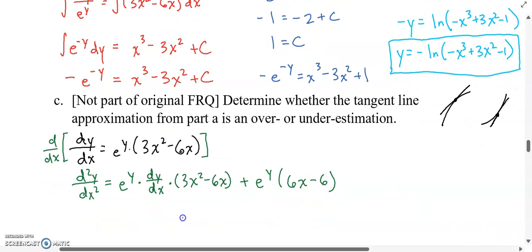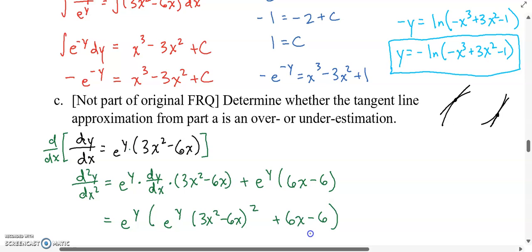We could start doing stuff with this, or we could realize that we could factor out some stuff first. So for example, the e to the y is in both terms, so that's going to be left alone. And then, well, this whole thing is another e to the y times 3x squared minus 6x, but we have another 3x squared minus 6x, so I'll write that as 3x squared minus 6x quantity squared. So that's that first term with the e to the y factored out. The second term with the e to the y factored out is just plus 6x minus 6. All right, and that's not the only way we can write this, but I'll just go ahead and leave it like this.